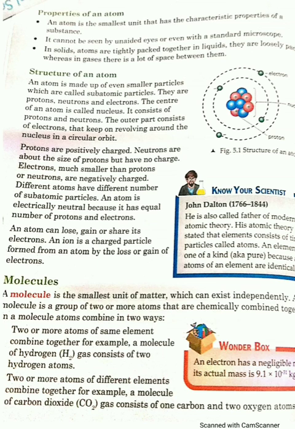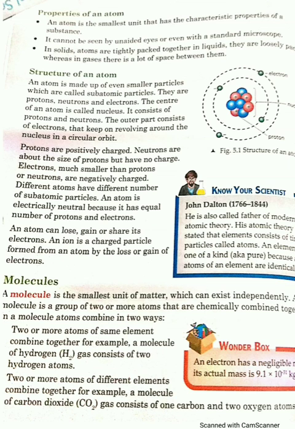But up to now you should know that there are three types of subatomic particles, that is proton, electron and neutron, and they are placed at different places. Protons and neutrons are kept inside the nucleus, and electrons revolve around the nucleus. We can say that an atom is electrically neutral.